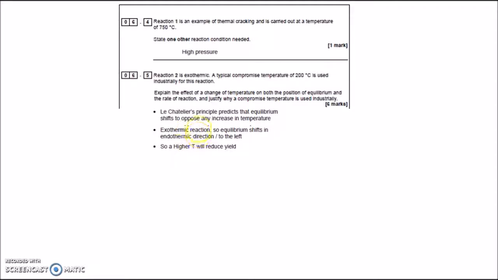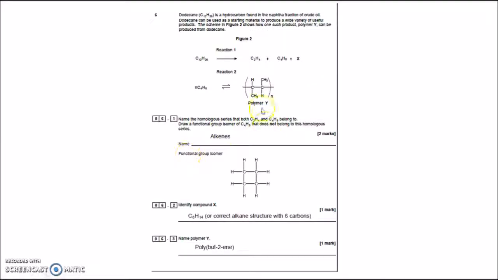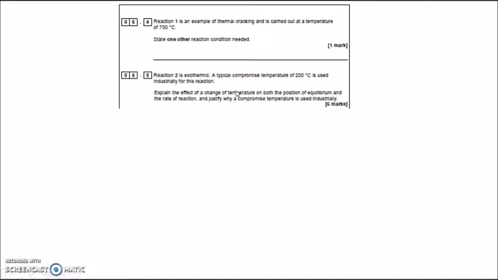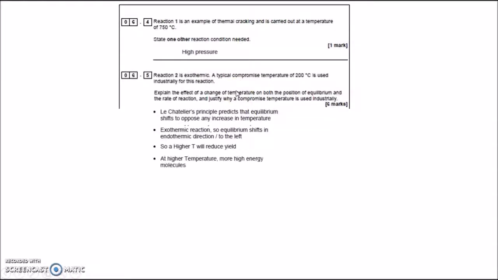Next one. So a higher temperature will reduce the yield. The yield means how much of this is made. Well, if it's going that way and it's exothermic and making heat, and I provide more heat, it will go right to left now to oppose that change and try and lower the temperature. And if it goes right to left, instead of making more of this on the right, it's actually making more of the reactants that we started with. It's going to lower the yield of the product.